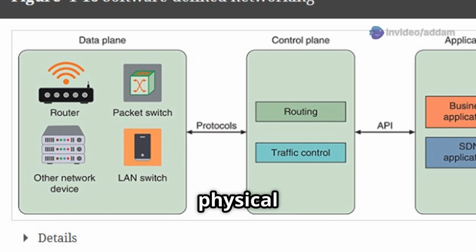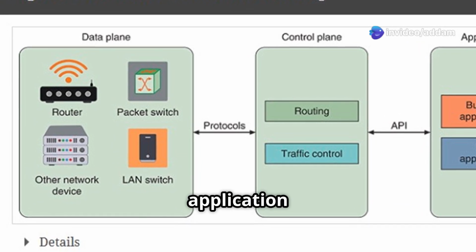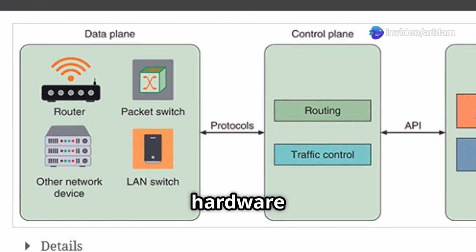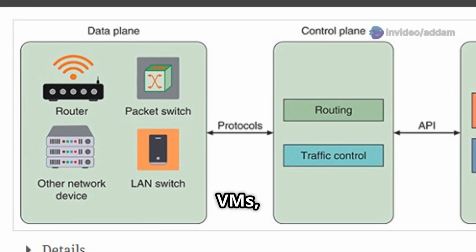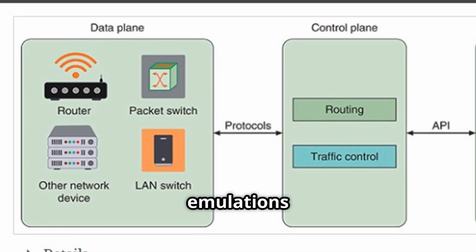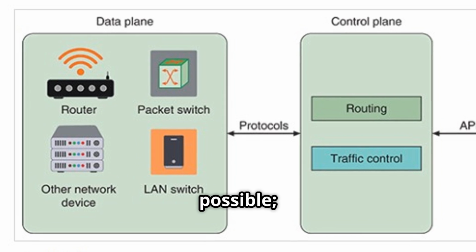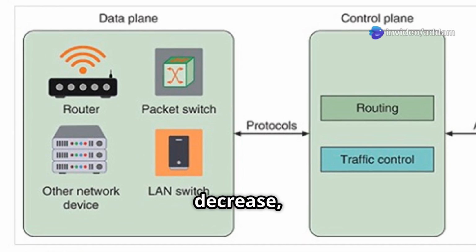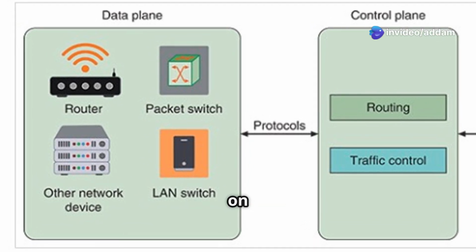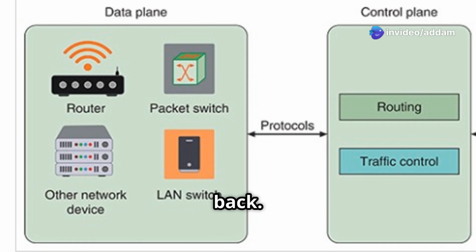Racks of individual physical servers running a single application have been replaced by only a few hardware devices running multiple VMs, simulated software-based emulations of computers. VMs have made cloud computing possible. As computing needs increase or decrease, cloud computing resources on VMs can be quickly scaled up or back.